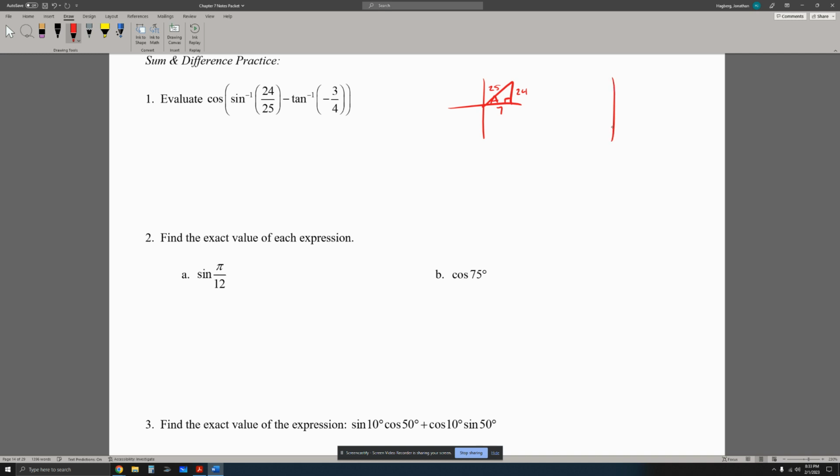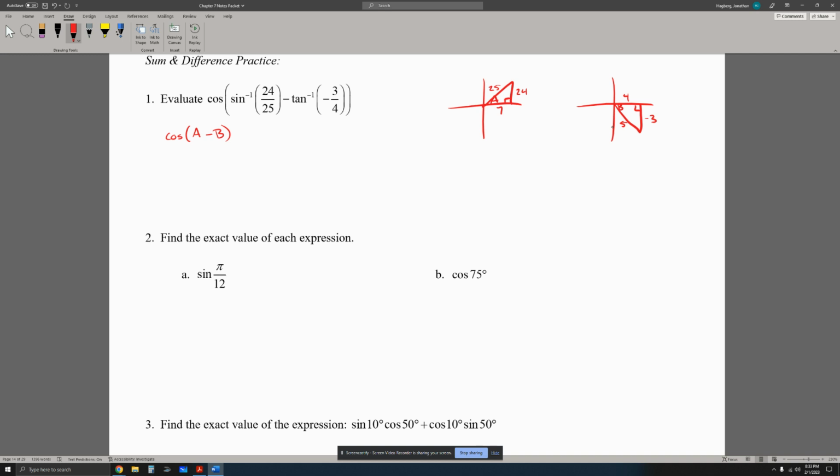And then for the other part, we have the inverse tangent of negative 3/4. Remember, the range of the inverse tangent is quadrants 1 and 4. So therefore, because tangent is negative, we must be in quadrant 4. So we have a negative 3 on the opposite side and a positive 4 on the adjacent side. Again, a Pythagorean triple, so the hypotenuse is 5. Let's go ahead and label that reference angle as angle B. So this is the same as finding the cosine of angle A, that first triangle, minus angle B.